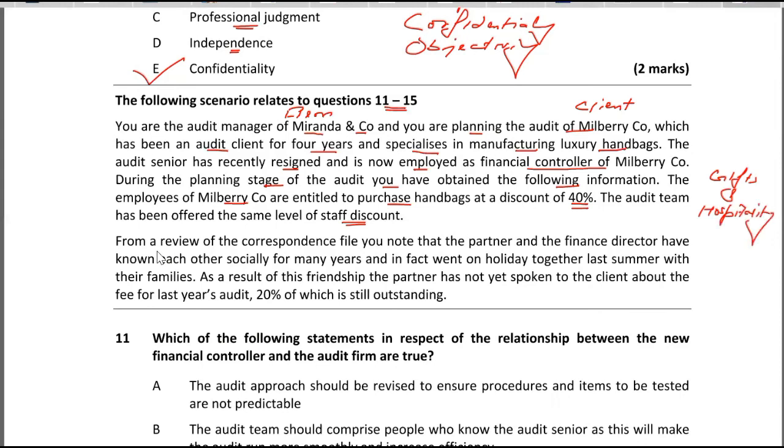Now you have done so many questions that this should be quite easier for you guys after doing the long case studies. Objective test questions are nothing then. From a review of the correspondence file, you note that the partner and the finance director have known each other socially for many years and in fact went on holiday together last summer with their families. This is again a copy paste from the case study. Familiarity. As a result of the friendship, the partner has not yet spoken to the client about the last year fee, overdue fee.